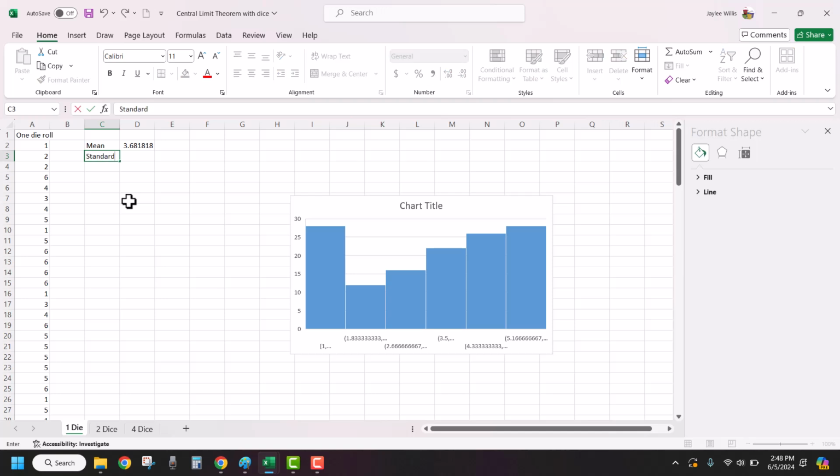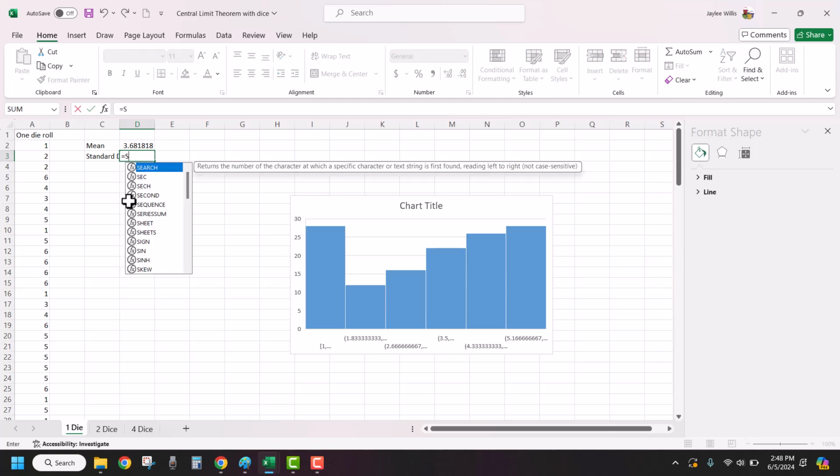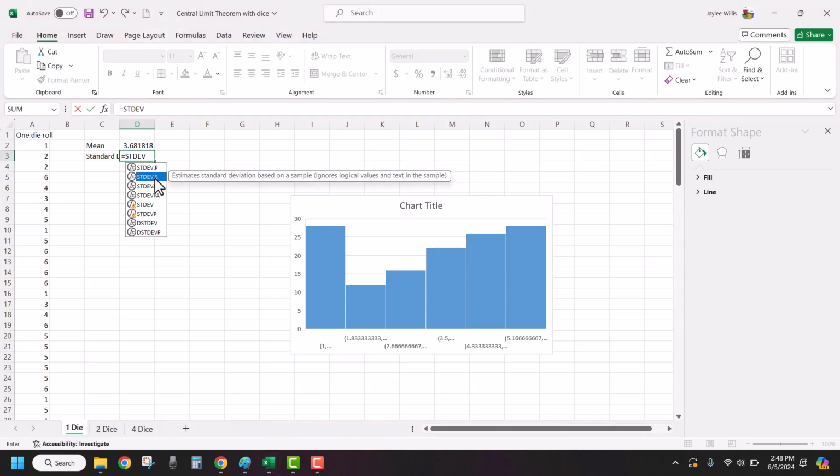If I wanted to find the standard deviation of this, I'm going to do STDEV, and there are two different ways to calculate standard deviation. One is for a sample, and one is for a population. In this case, we're going to do it for a sample because this was just one example of rolling a dice, I think 133 times. But you could have another 133 people roll the dice, and they would get different results. So we're going to use STDEV.S for the sample standard deviation.